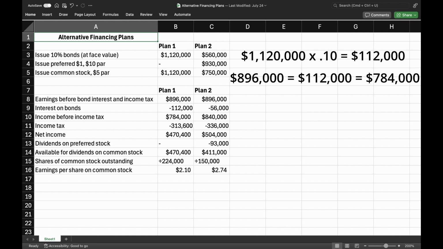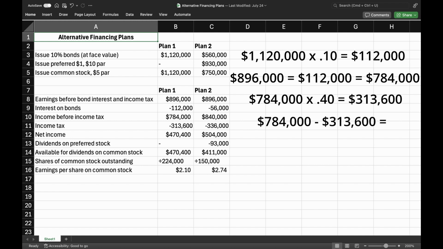Next, we must find income tax, which we do by multiplying $784,000 by 40%, which comes out to $313,600. Now we must subtract $313,600 from $784,000, which comes out to $470,400 for the net income. We don't have any dividends on preferred stock, so $470,400 is still available for dividends on common stock.